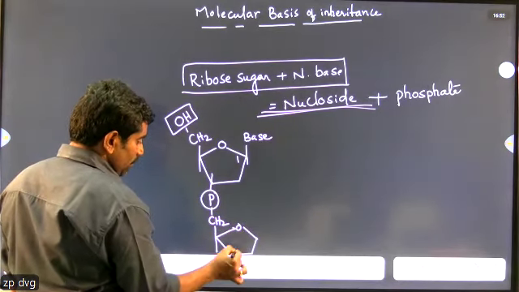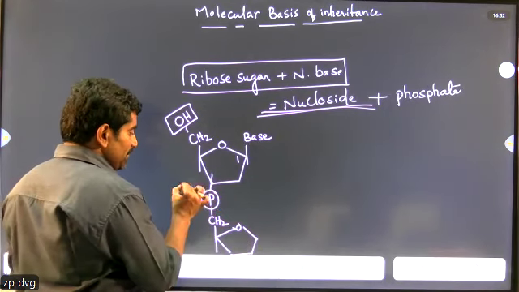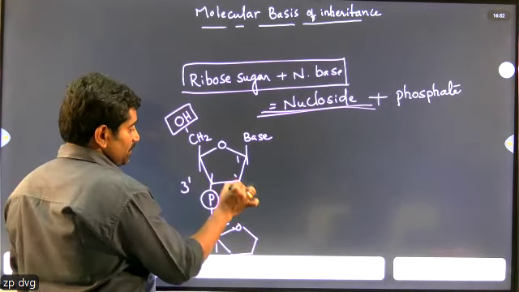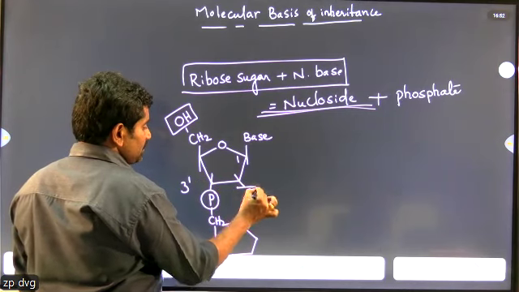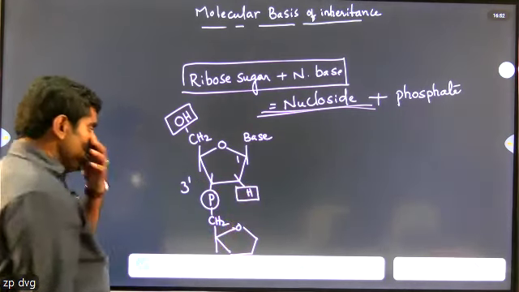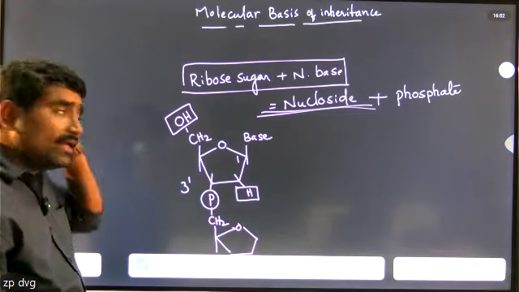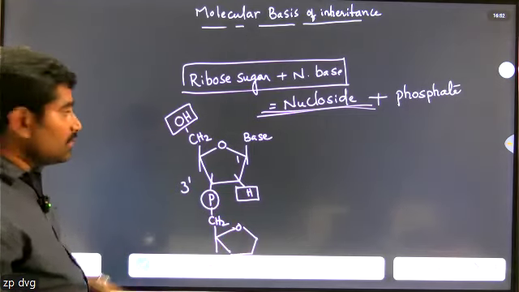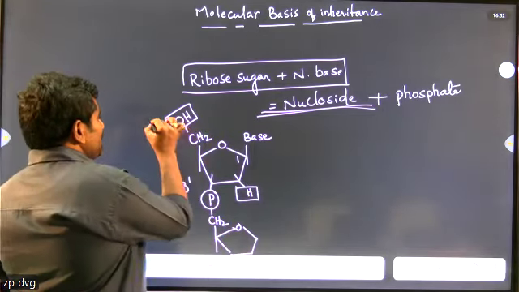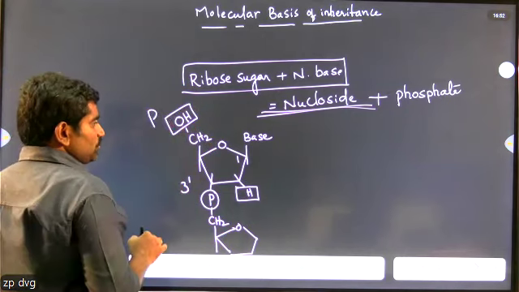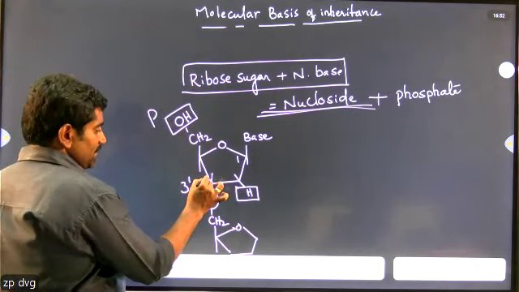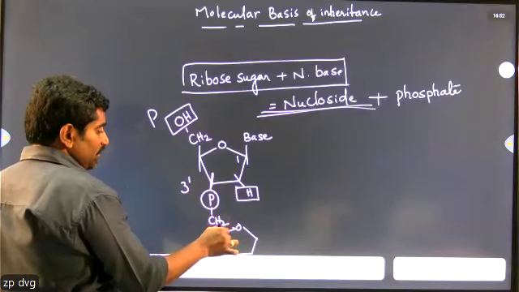If another nucleotide is there, then the phosphate will be there. This is called 3-phosphate. And here hydrogen means this is DNA, OH means this is RNA. This is the total concept. Right, clear? So this OH group is replaced by phosphate, and this OH group is replaced by the phosphate of another nucleotide.